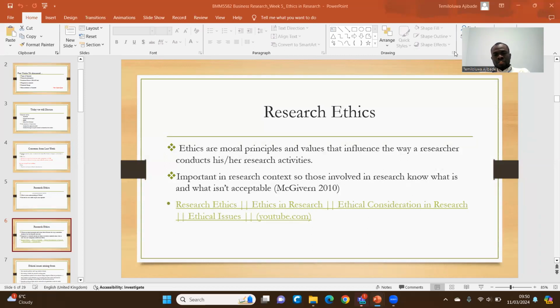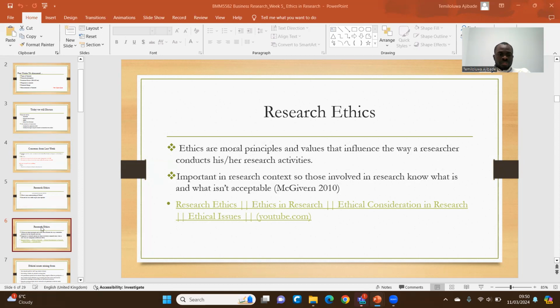So having gotten the understanding of what research ethics is, we would say that it is important in research that people who conduct research know what is acceptable and what is not acceptable. It is important that researchers, as you conduct your research, you know what is acceptable and what is not acceptable. There is a video there that you can watch in your spare time to have more understanding about this topic, that is the research ethics.